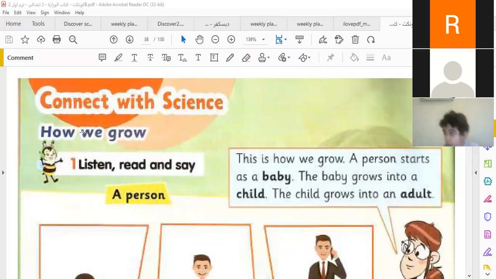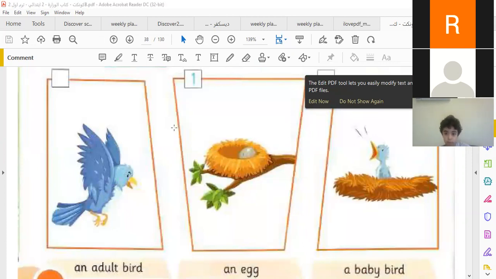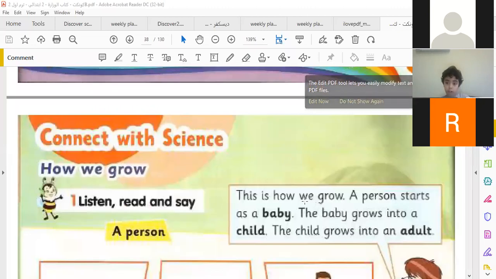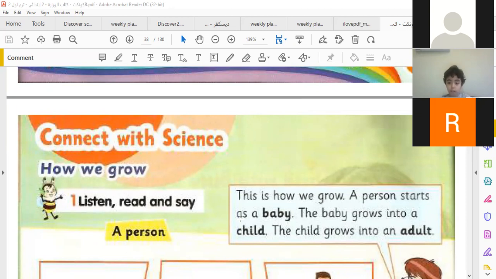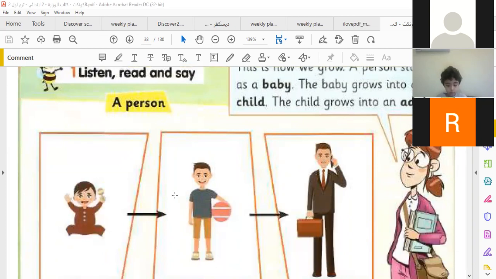So today, students, we have Connect Unit 2, page 24. Ali Ragab? Yes. Start reading, please. This is how we grow. A person starts as a baby. The baby grows into a child. An adult. Okay. Look, students. This is us.